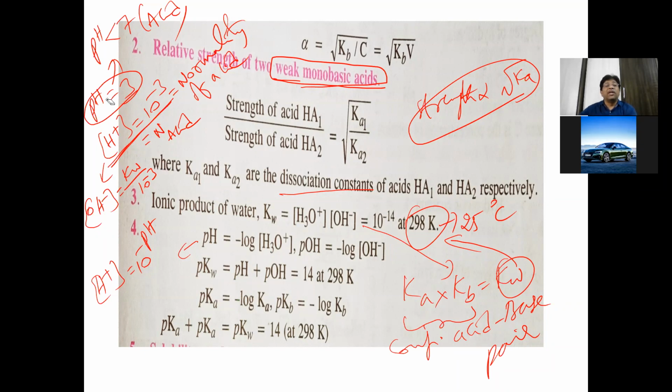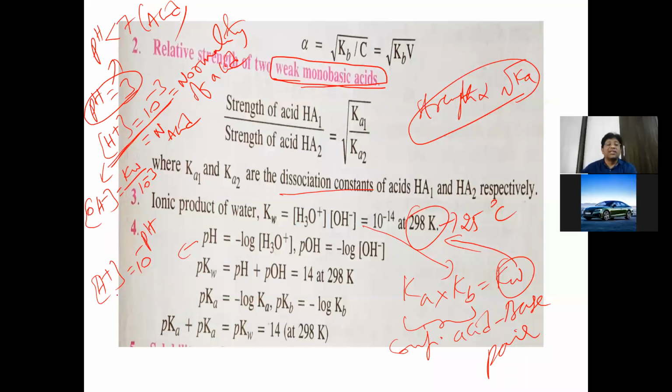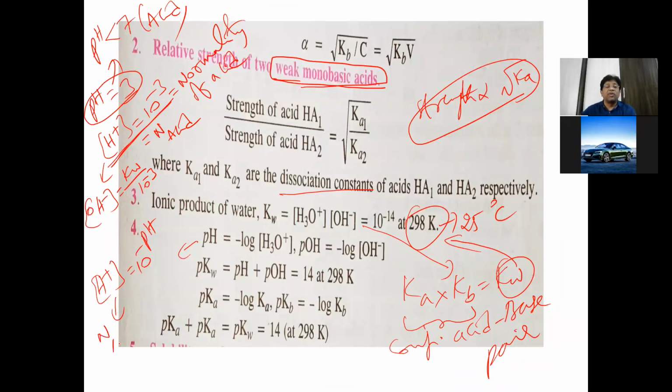So if pH is given, H plus ion concentration is always equal to 10 to the power of minus pH value. This H plus ion concentration is nothing but the normality of the acid. Remember. Next, pKw is equal to pH value plus pOH value. If pH value is, suppose, 3, then pOH must be 11.